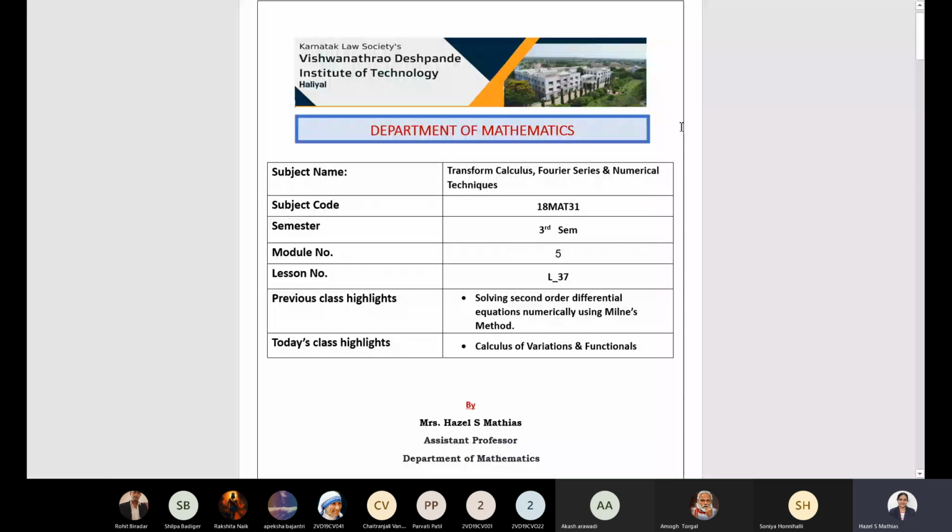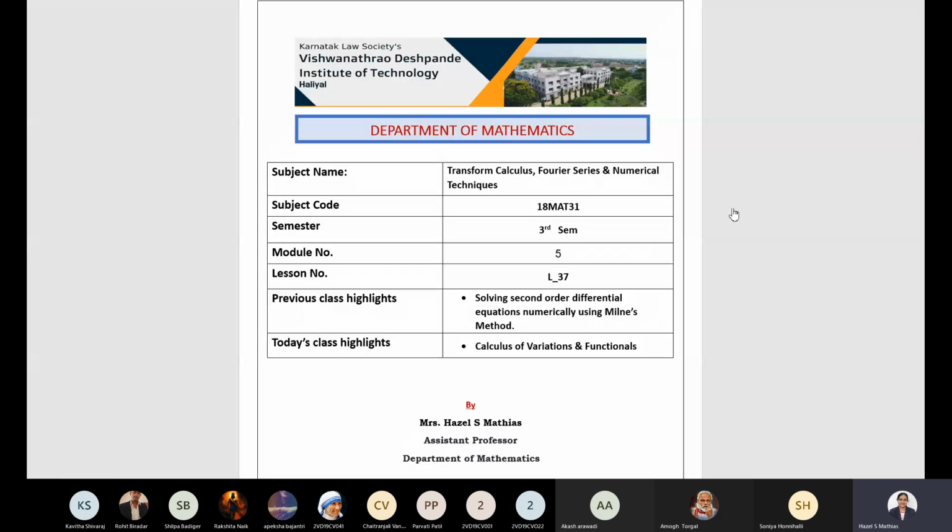So in the previous class, we were discussing solving second-order differential equations numerically using the Runge-Kutta method and Milne's predictor and corrector method. We discussed how to reduce a second-order differential equation to a first-order differential equation, then how to solve it using the Runge-Kutta method and Milne's method, in the previous few classes. So we are learning only two methods, the Runge-Kutta method and Milne's predictor and corrector method, to solve a second-order differential equation.